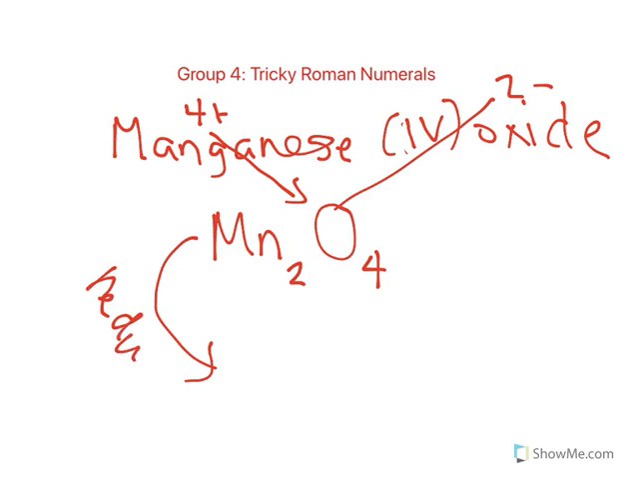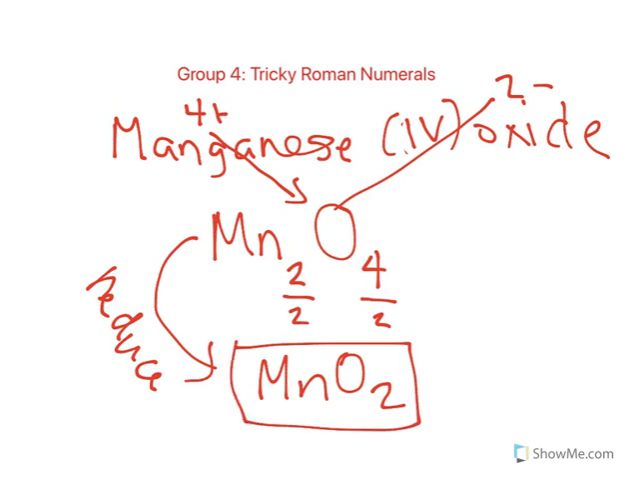What do I mean by reduce? Well, does 2 go into 4? Yes, it does. So I'm going to divide both of my subscripts by 2. For manganese, that gets me a subscript of 1, which we don't write. For oxygen, 4 divided by 2 is 2, so that would be MnO2. So manganese 4 oxide would be MnO2.